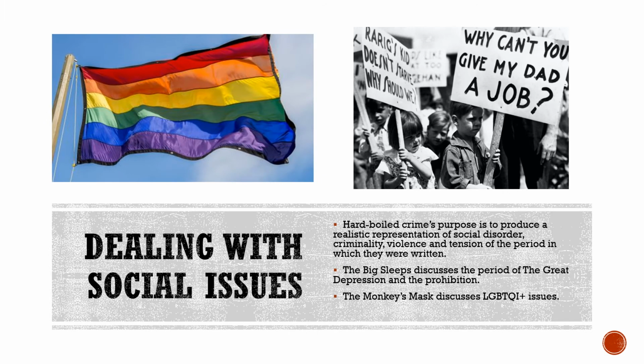Hard-boiled crime's purpose is to produce a realistic representation of social disorder, criminality, violence, and tension of the periods in which they were written. The Big Sleep depicts this notion by representing crime as a convoluted mess of confusion and interlinks, thus representing life within the Great Depression and the Prohibition, which thrived on underground crime. The Monkey's Mask depicts this notion by discussing relevant tensions within current society as the LGBTQI+ community began to grow and the request for equal rights, treatment, and acceptance became more prominent.